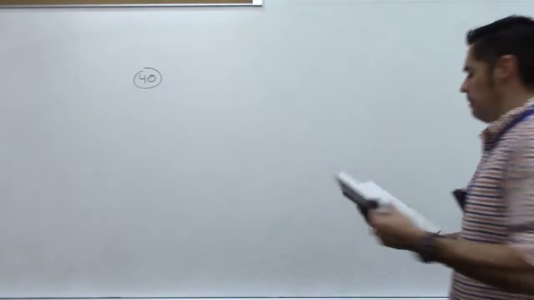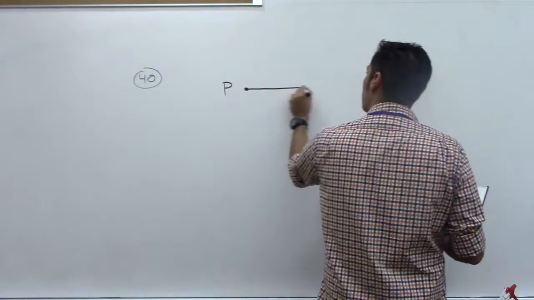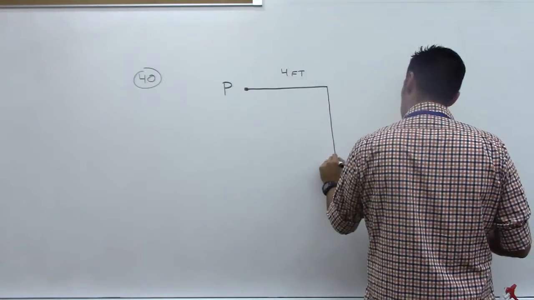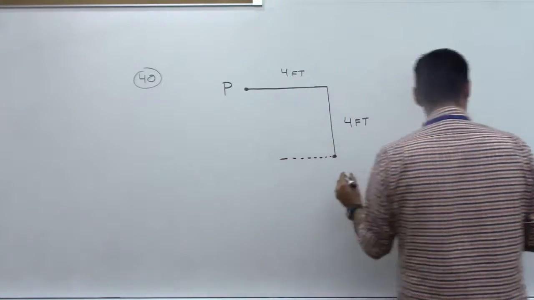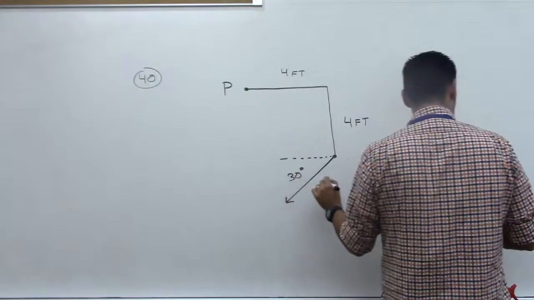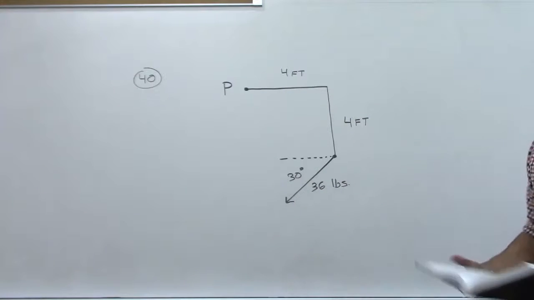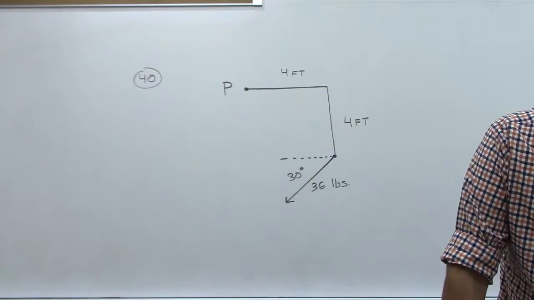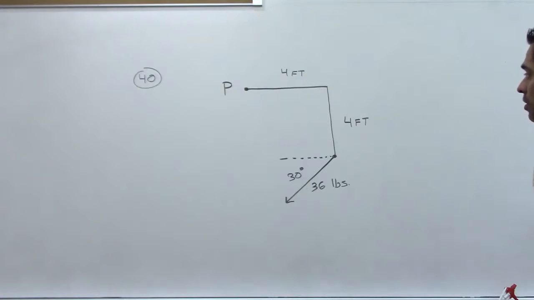All right, so it gives a picture, it gives a point P, and then it gives 4 feet, and then this looks like a right angle straight down, another 4 feet, and then it gives a flat line here, and then it tells you that you've got this vector. This is 30 degrees, and this is 36 pounds. That's it. So the question is, find the magnitude of the torque about the point P if 36 pounds of force is applied as shown.